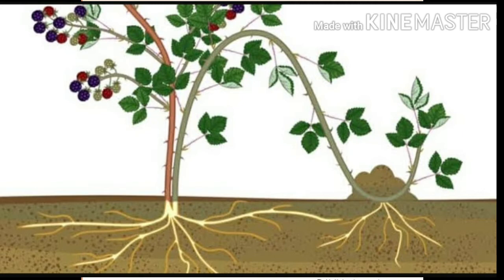You can see in the picture, there is a mother plant and one of the long stems of the mother plant is tilted down, and that particular branch which is tilted down is buried inside the soil. After some time you can see new plants arising from the buried part. Then we will detach it and plant it as a new plant. So this is called layering. The plant is growing in a layer-wise manner, so it is called the layering technique.